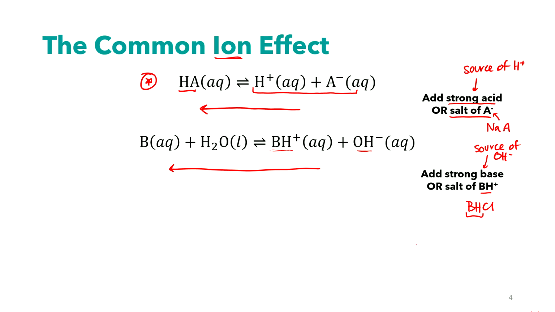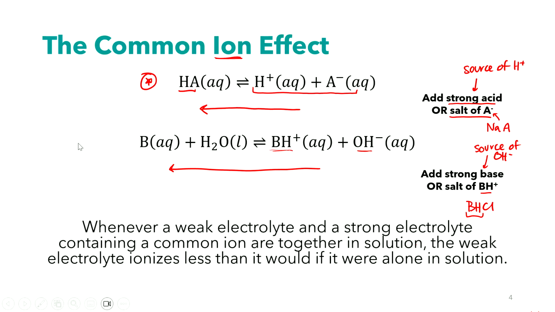This is just an application of Le Chatelier's principle, but then we package it in, I think, unnecessarily complicated language. But this is what it is in your book. Whenever a weak electrolyte, so that would be our weak acid, like HA, or our weak base.